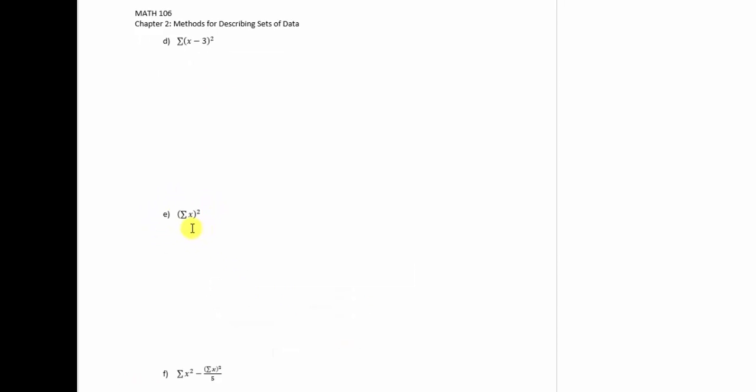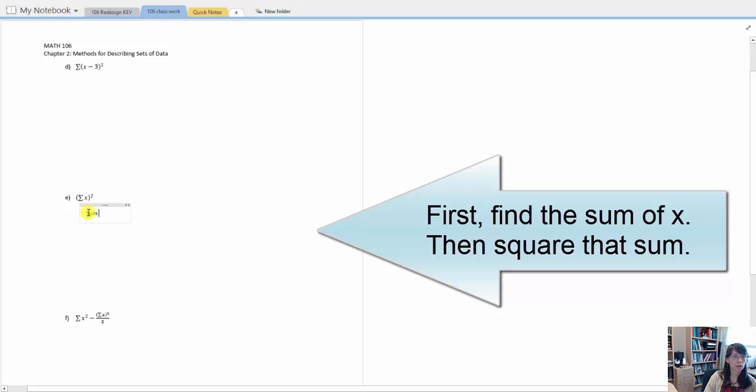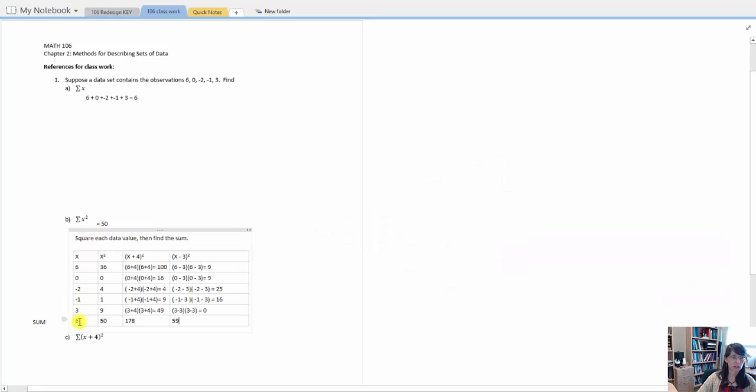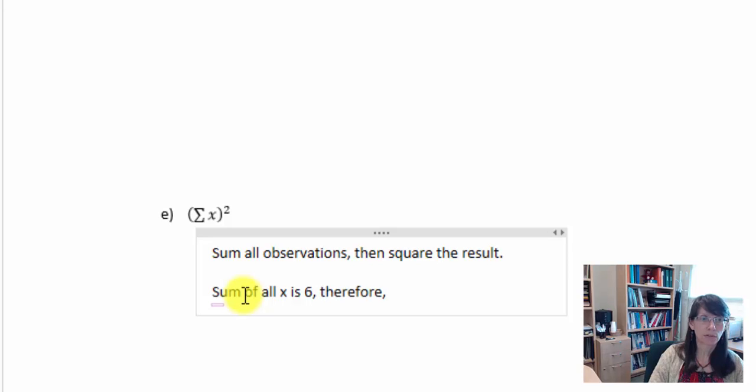For part E, we are looking for the summation of x, quantity squared. So notice the parentheses. When we have parentheses, that means we're going to sum all of our data values or observations and then square that result. So we're going to sum all observations, then square the result. So if we look back to the table, the sum of our observations is 6. Sum of all x is 6. Therefore, 6 times 6 is 36. So the summation of x, quantity squared, is equal to 36.